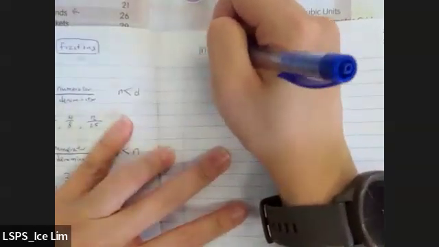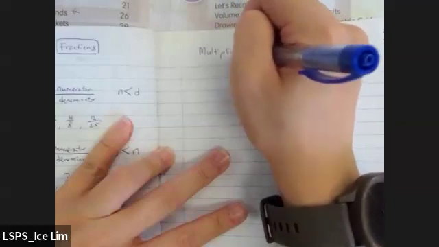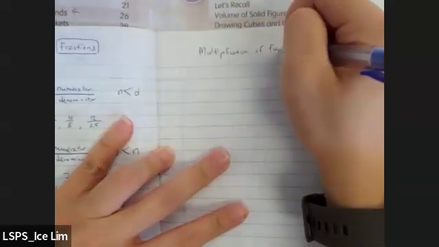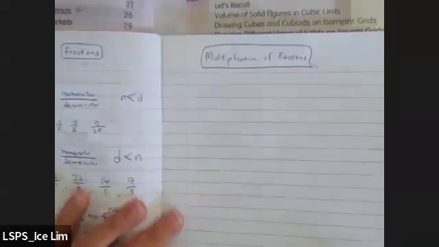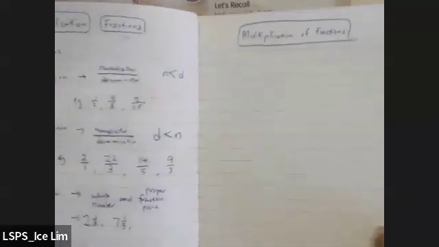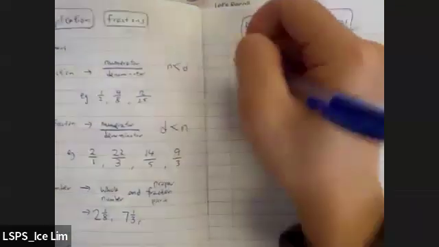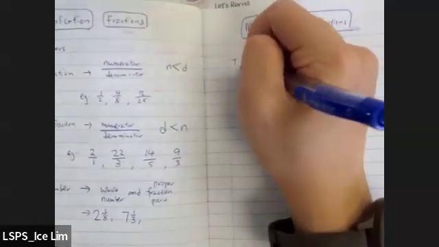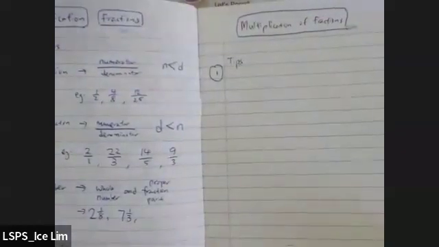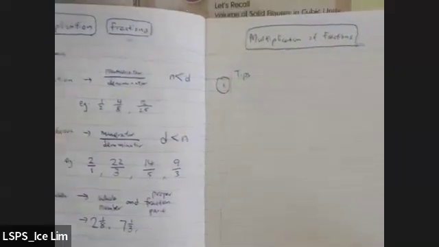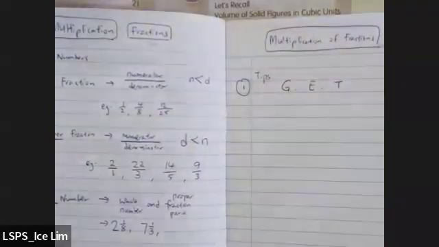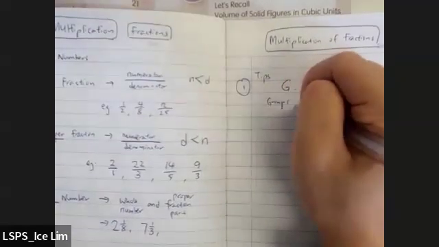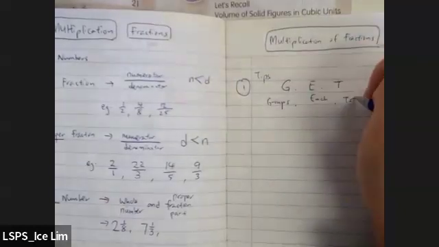To deal with all multiplication of fractions, there are two tips to remind yourselves, to last the whole chapter. Tip number 1: remember GET? Group, Each, Total.